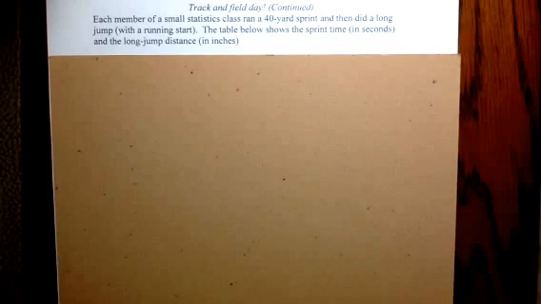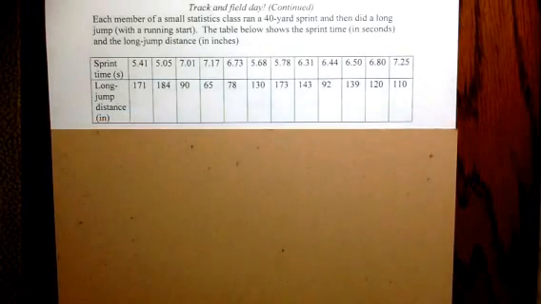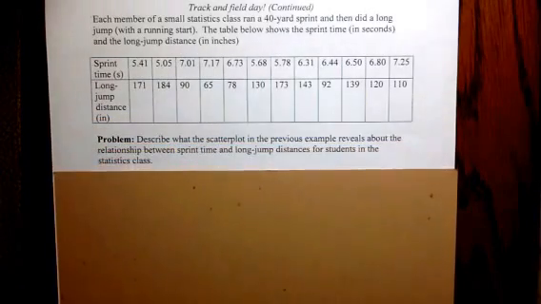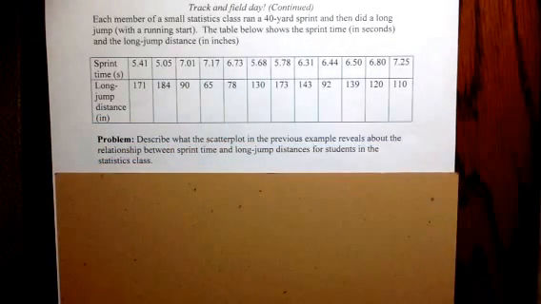Still working in Chapter 3, Section 1, we have track and field day continued. Each member of a small statistics class ran a 40-yard sprint and then did a long jump. This is the same table of values that we saw before, but our new problem is going to be to describe what the scatter plot in the previous example reveals about the relationship between sprint time and long jump distances for students in the statistics class.